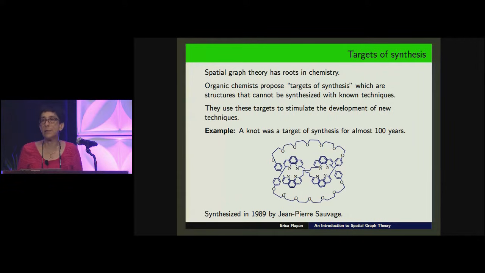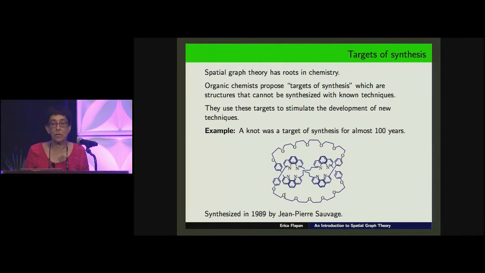The idea was that chemists often propose what they call targets of synthesis, which are structures that can't be synthesized with known techniques. And they use these targets to stimulate development of new techniques. There was a target of synthesis, which was a molecular knot that was targeted for almost 100 years, before it was eventually successfully synthesized in 1989 by Jean-Pierre Sauvage.